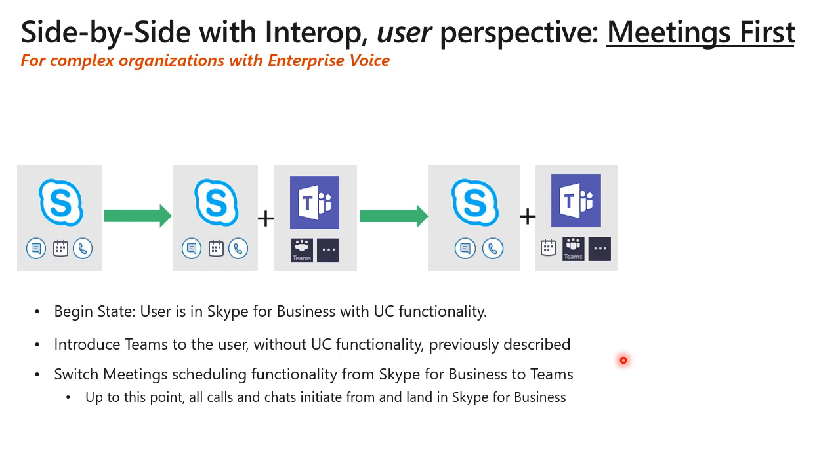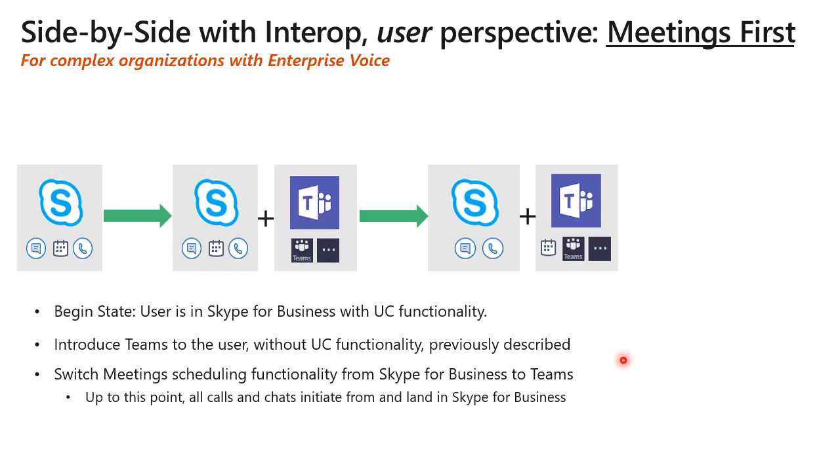Now, in this scenario, when we switch the meetings workload out, the cool thing is, number one, it's a pretty minor change to the end user, right? Effectively, they see their add-in in Outlook change from a Skype meeting add-in to a Teams meeting add-in. They can then use the Teams application to not only join those meetings, but also to schedule meetings, including our live events feature in Teams.